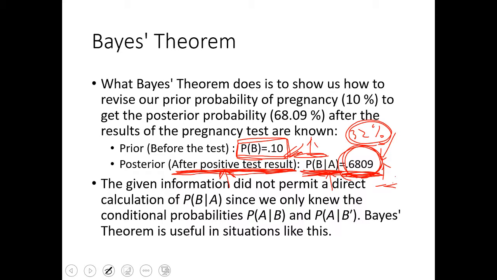Okay? So using the Bayes rule, we can obtain the probability of B given A using the probability of A given B and A given B prime. That is the point of the Bayes rule.